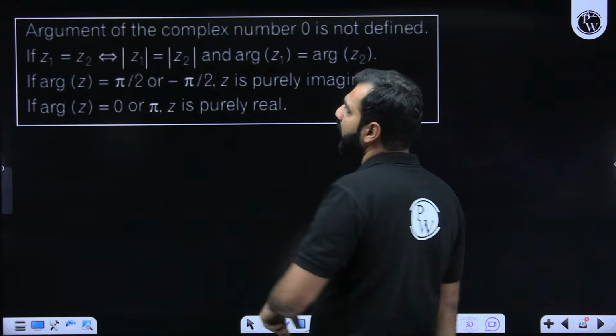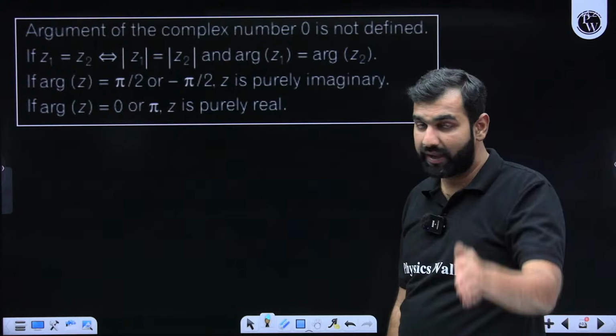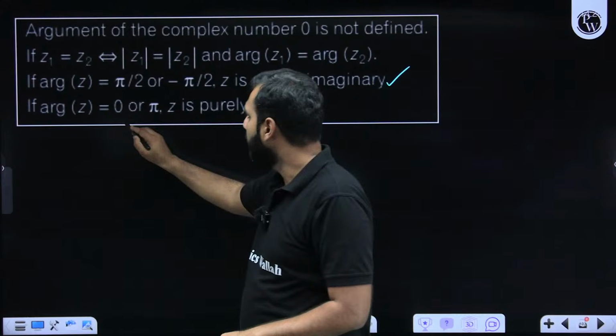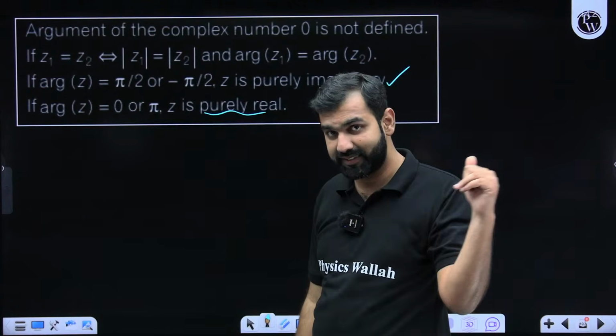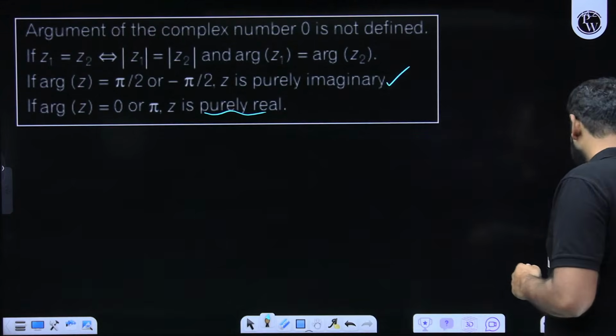But if the argument of a complex number is either pi by 2 or minus pi by 2, it lies on the y-axis, which means it will be purely imaginary. If the argument of a complex number is 0 or pi, that means it will be lying on the real axis, that is the x-axis, so it will be purely real complex number.